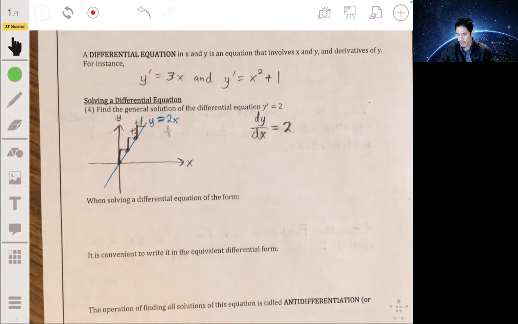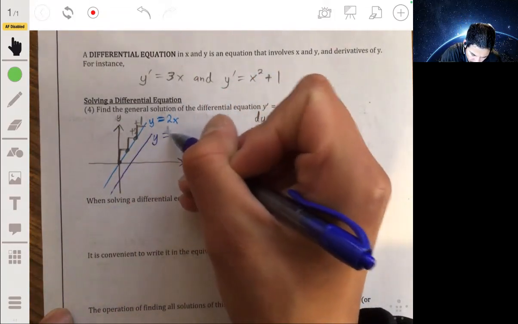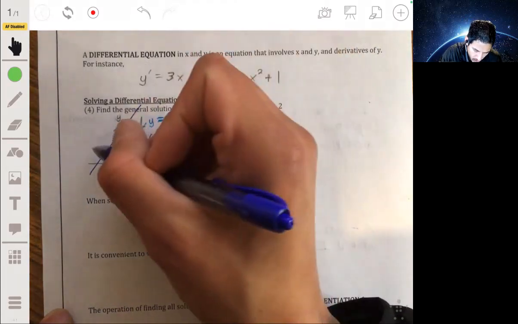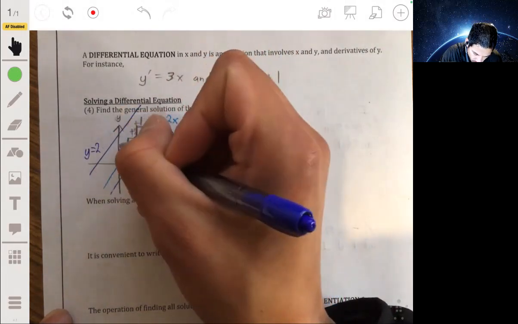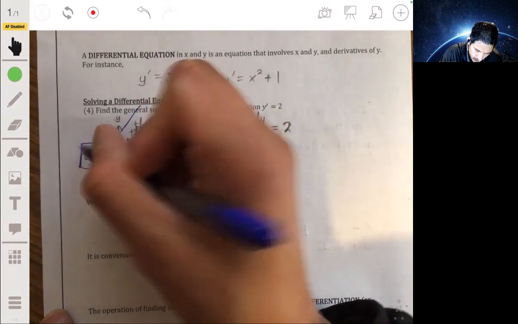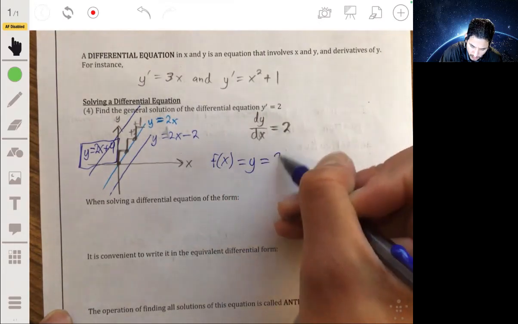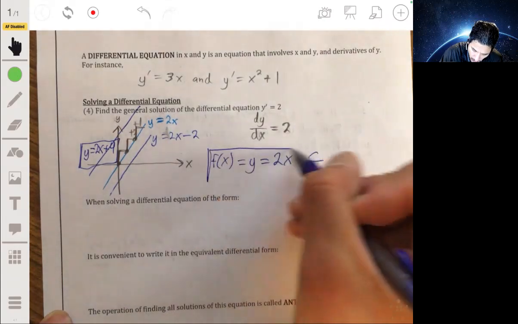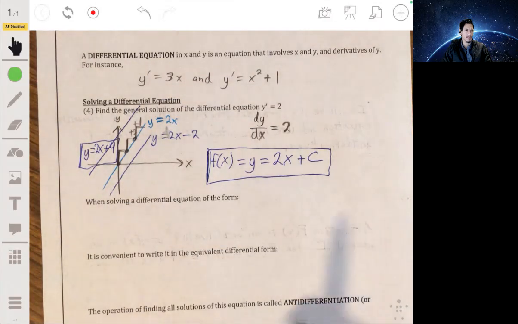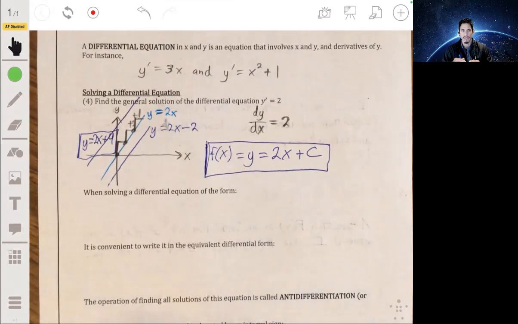And of course, there's more than one answer. We can have another parallel line, y equals 2x minus 2. Or you can have another parallel line up here, y equals 2x, you can say plus, maybe plus 4. So again, in general, your general solution would be that f of x or y would be 2x plus c. So again, don't forget about the geometrical concepts behind a derivative.